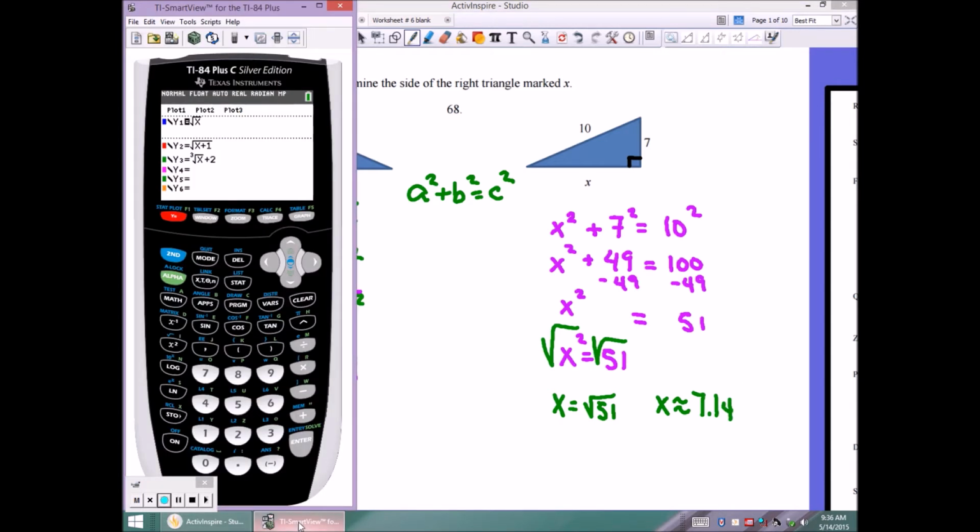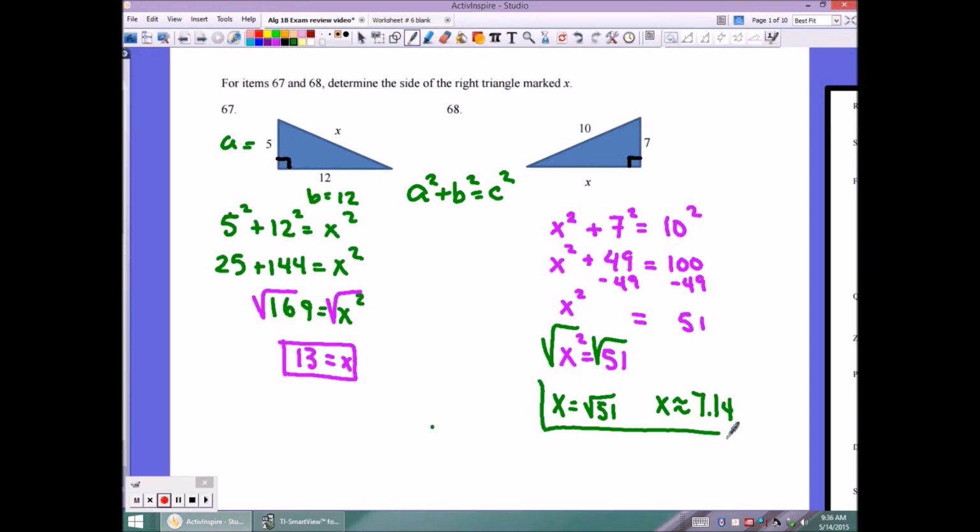Let's just look real quick. We would type in second square root, this little guy right here, of 51, and that would give us our approximation. And we rounded, so we put these little squiggly symbols, which means about. All right, so that would be our exact and approximate answer for number 68.